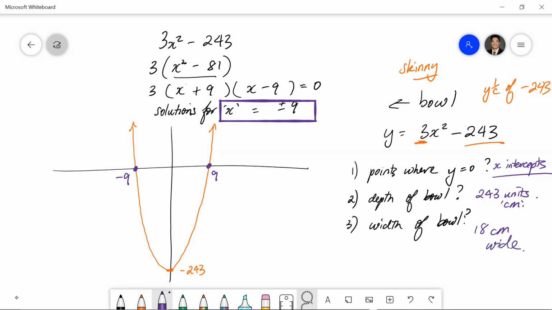Now, one thing I'd like to highlight is that this distance here between the two x-intercepts is what you'll consider as a domain. So if there's any question asking what the domain is, then you could say the domain is basically between minus 9 and positive 9.